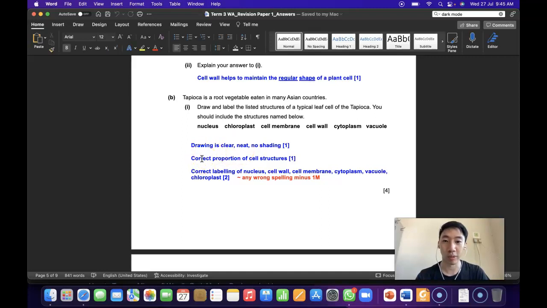There must be a correct proportion of the cell structures. So your nucleus should be quite large. Your chloroplast should be smaller than the nucleus. Your vacuole should be quite large also. Remember your large central vacuole. And all of them must be labeled correctly.